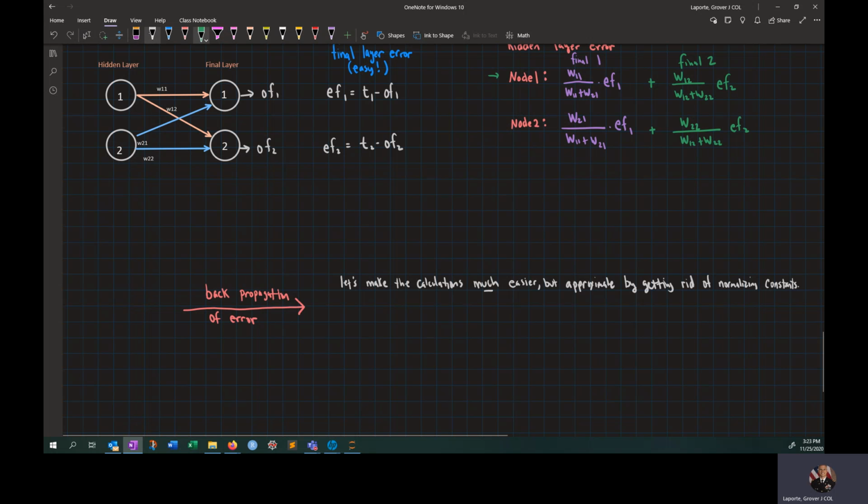And so if I was just calculating EF, the vector EF, of course, that's very simple to do. It's just T1 minus OF1, and T2 minus OF2. So that's too easy. And we're going to call this EF1 and EF2. Okay. But let's make the calculations for EH a little bit easier. And let's see what I mean by that. So if I were to take out these normalizing constants, that's what we call them. If I take normalizing constants out, let's check out what happens.